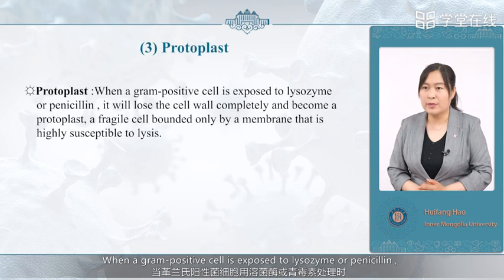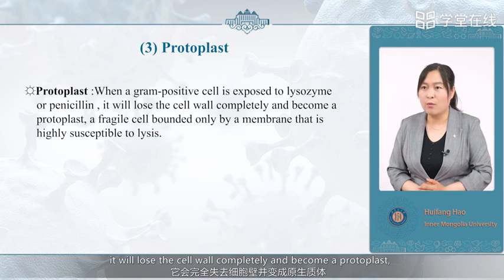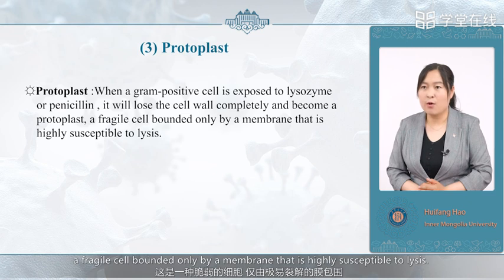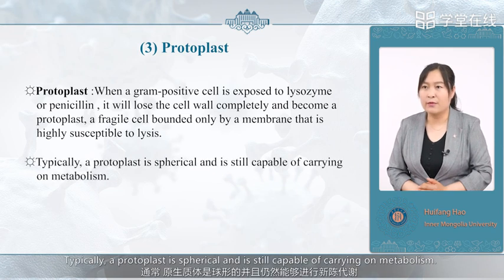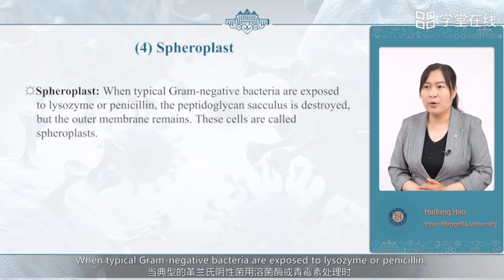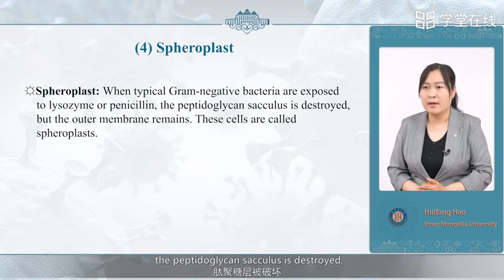When a gram-positive cell is exposed to lysozyme or penicillin, it will lose the cell wall completely and become a protoplast, a fragile cell bounded only by a membrane that is highly susceptible to lysis. Typically, a protoplast is spherical and is still capable of carrying on metabolism. When typical gram-negative bacteria are exposed to lysozyme or penicillin, the peptidoglycan layer is destroyed, but the outer membrane remains. These cells are called spheroplasts.